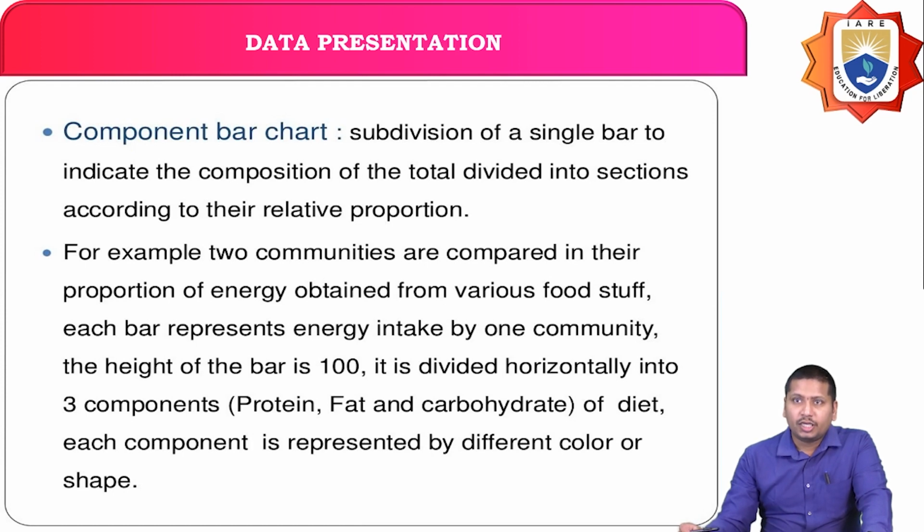Now the component bar chart. It is a subdivision of a single bar to indicate the composition of the total, divided into sections according to the relative proportions. For example, two communities are to be compared in their proportion of energy obtained from various foodstuffs. Each bar represents intake by one community, and the height of the bar is 100, which is divided horizontally into three components of diet, represented by different colors or shapes.